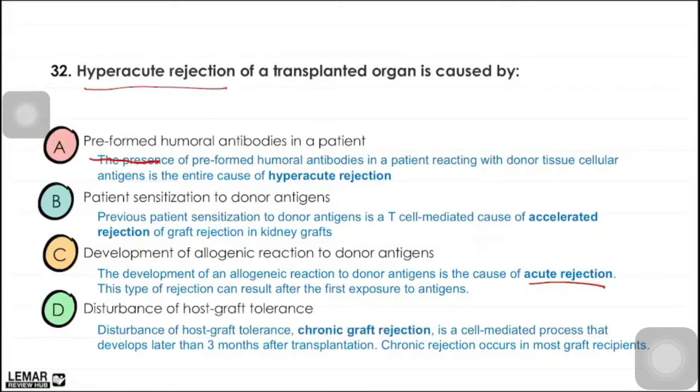We have letter D, disturbance of host graft tolerance. This is seen in chronic graft rejection. This is a cell-mediated process that develops later than 3 months after transplantation. Chronic rejection occurs in most graft recipients. The process produces a slow but continual loss of organ function. So that is letter D. So for number 32, hyperacute rejection, this is letter A. Preformed humoral antibodies in patients are present. That is number 32.